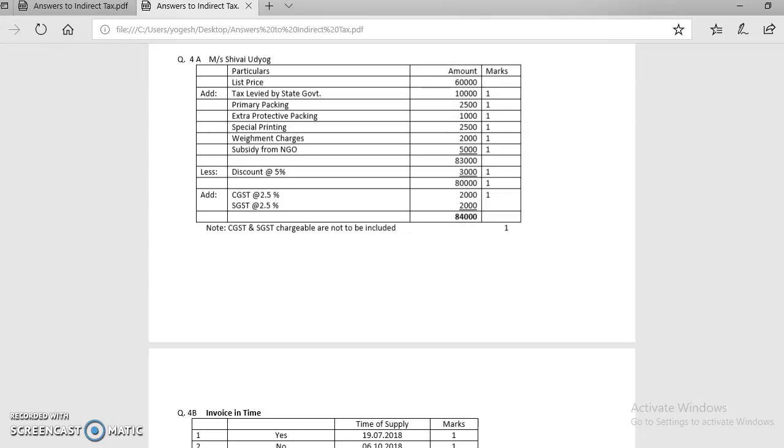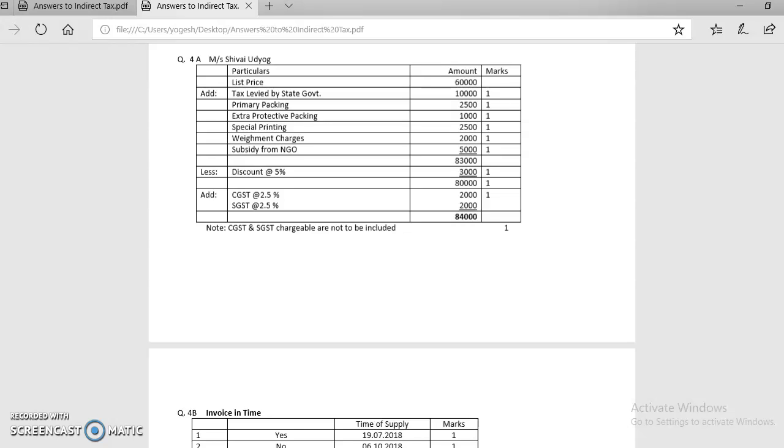And then we have to calculate the GST, which is given already in the problem, 2.5%. So 80,000's 2.5% is 2,000, HGST 2,000 and CGST also 2,000. So total we will get 84,000. Hope you understood the question properly.